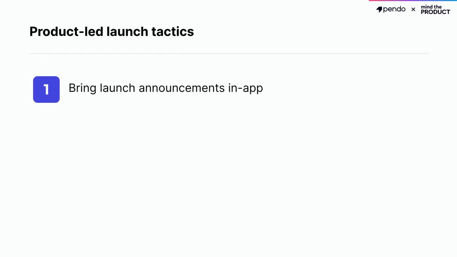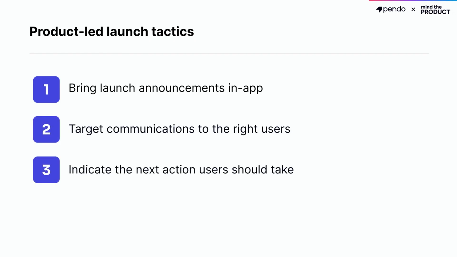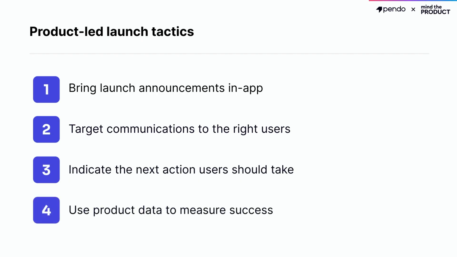The first tactic is to bring launch announcements in-app. The second tactic is to target communications to the right users. The third tactic is to indicate the next action users should take. And the fourth tactic is to use product data to measure success. Now let's recap some action items you can take to put these learnings into practice.